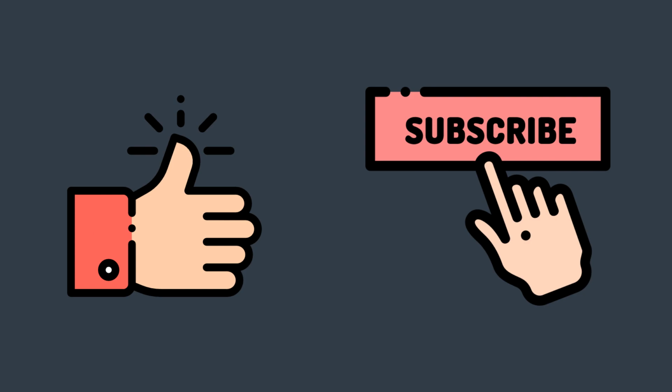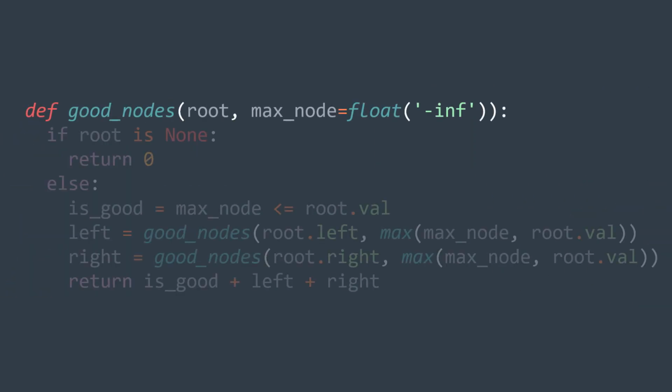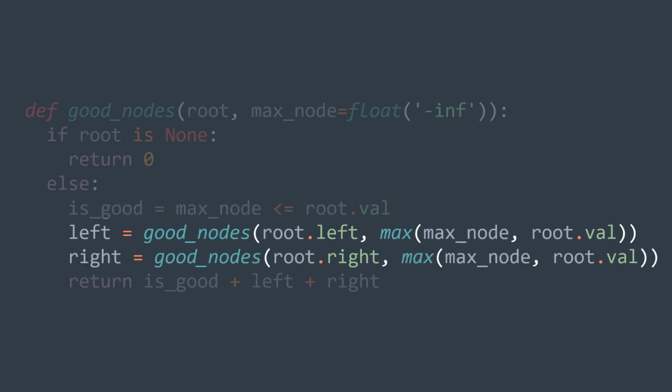Now we can move to the code. In code, our function takes as parameters a node from the tree and the variable maxNode that starts at minus infinity. The base case is when the node is null, we directly return 0, we have no nodes at all. Else, we first check if the actual node is good. We can know it by checking if maxNode is not greater than its value. Then, we get the number of good nodes from the left and from the right. But look at the second parameter, we are passing the max between maxNode and the value of the actual node.